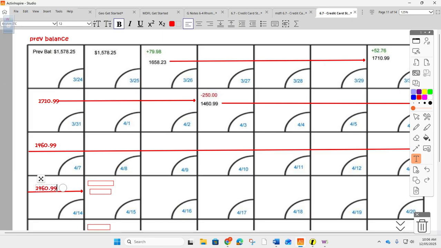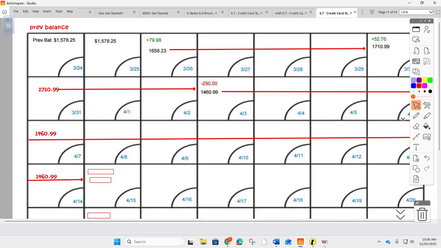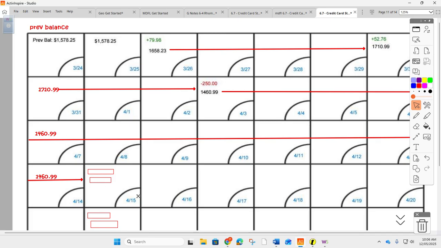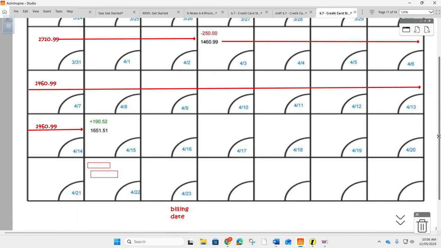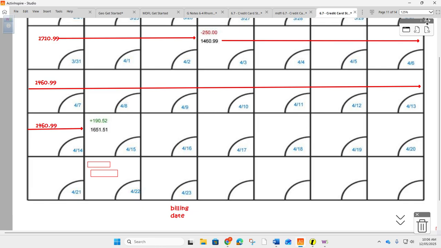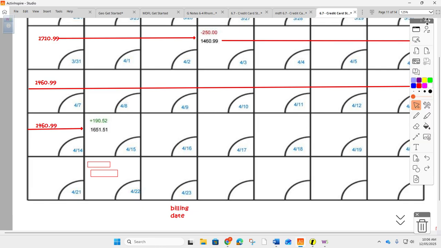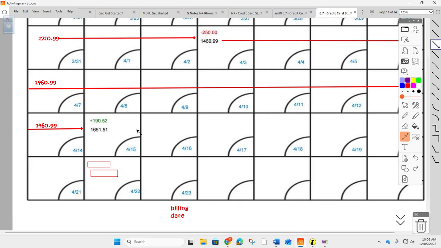All right, so what's going to go in this box? April 15th. Dillard's. I cannot tell you the last time I was in Dillard's. On April 15th, they bought something for $190.52, which has increased their balance to $1651.51. And it stayed that balance until the 22nd of April. So it's going to go all the way to here and then to here.